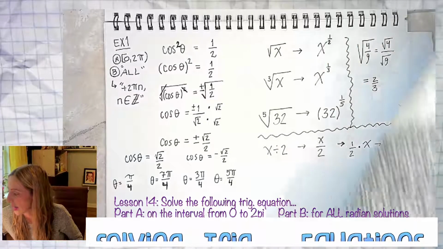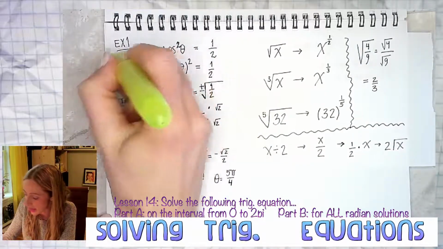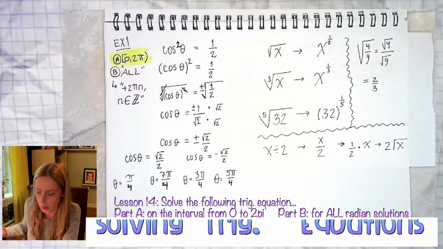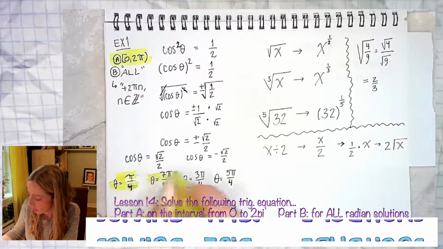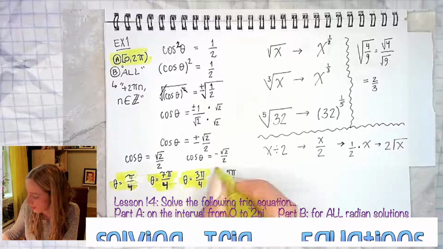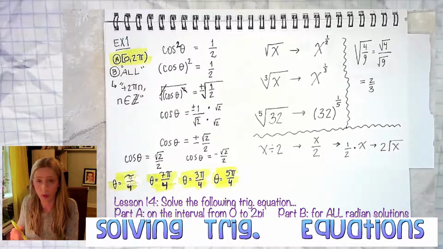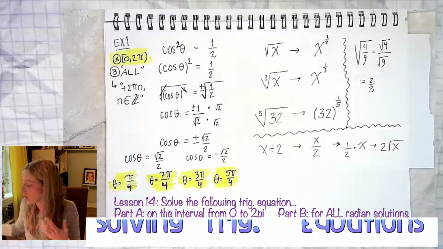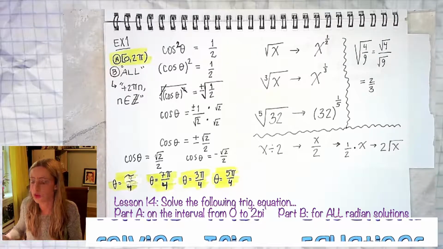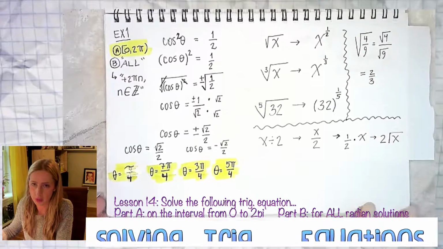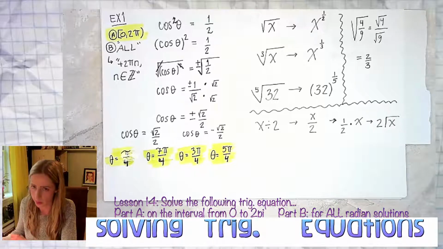Now, these are all the answers to part A only, and that might be all you had to do. If this was, say, on the warm-up, then that might be all I needed from you, the answers between 0 and 2 pi. But if the directions, like on the homework from our most recent lesson, say to do part B, part B is asking us to find all our radian solutions. And you might wonder what the heck I'm babbling about with 2 pi n.